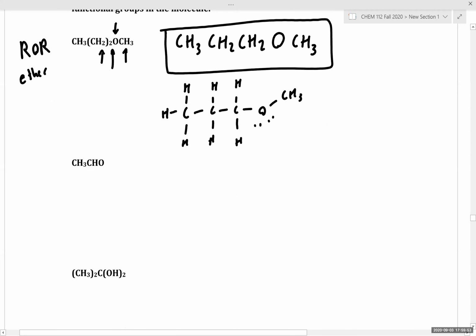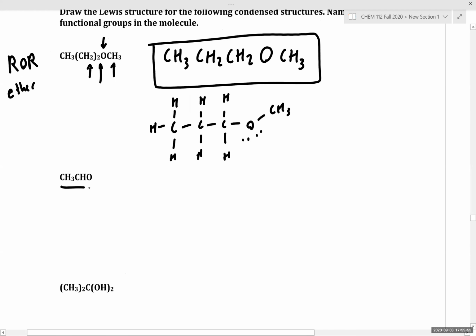Perfect. So in this second case, we have CH3CHO. So this CHO functionality is known as what functional group? CHO. What functional group does that remind everyone of? Is it an aldehyde? Yep, exactly right. So this is called an aldehyde. Okay, and it structurally looks like this.